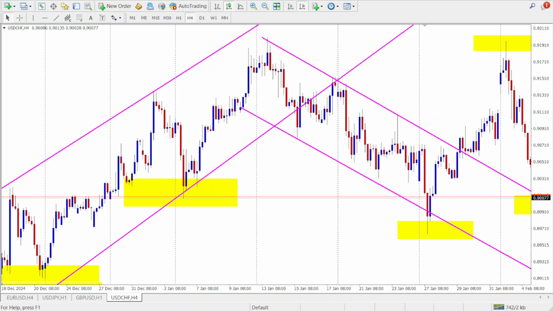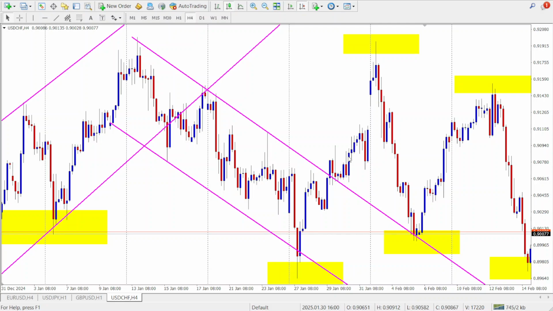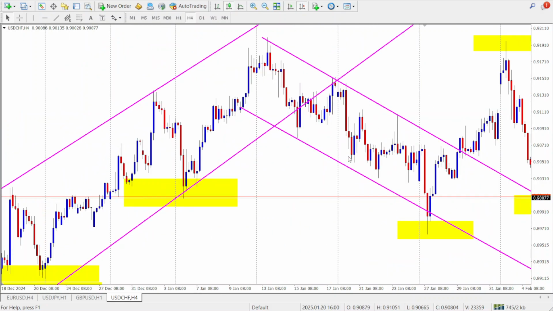Okay, mastering liquidity, order blocks, and market structure can help you predict market movements more accurately and avoid unnecessary losses. Now that you understand the core ICT concepts, how do you actually use them in your trading? The first step is to identify liquidity zones. Okay, look for areas where stop losses and pending orders might be resting.